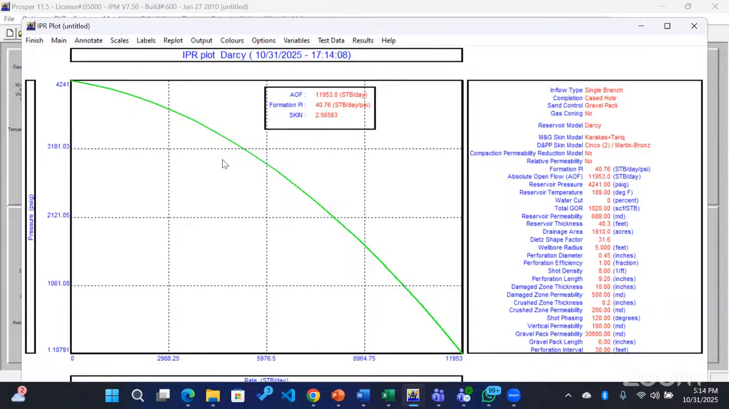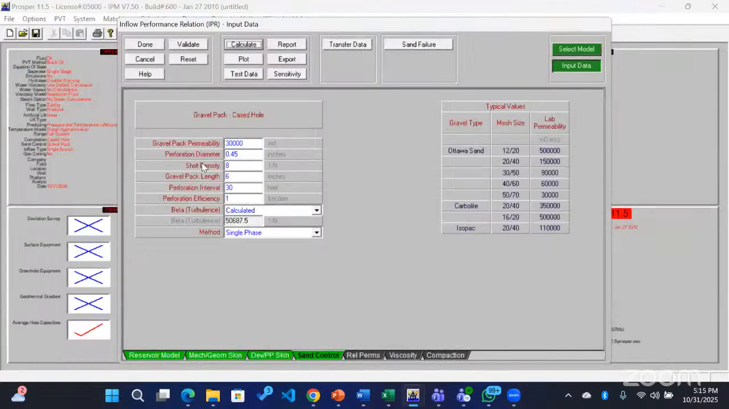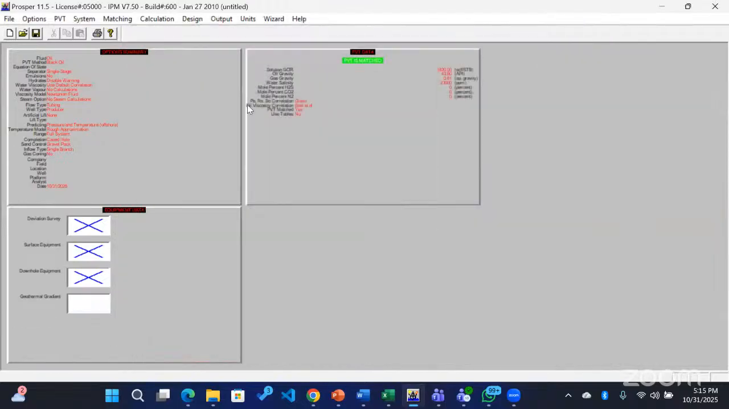So in short, we have our IPR plot, that is inflow performance relationship. We can determine our absolute open flow, which is the maximum flow rate. I don't know if you are seeing this side of it. Yeah, rate, STB per day. So maximum flow rate at minimum pressure. That's our absolute open flow, as yes, for the reservoir. Then we are done with the IPR, then done.